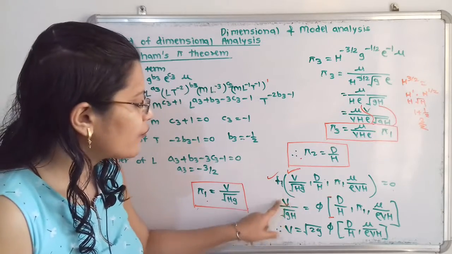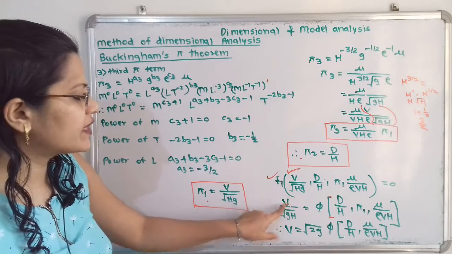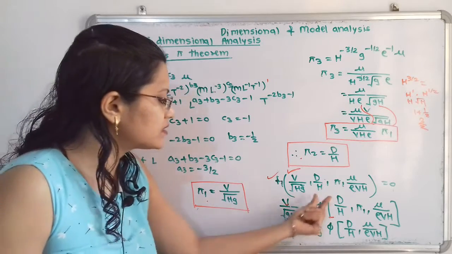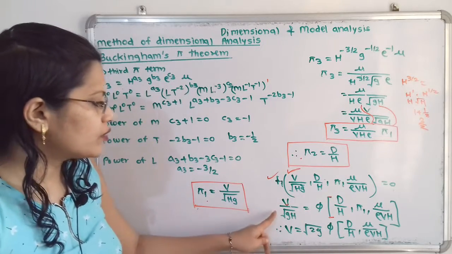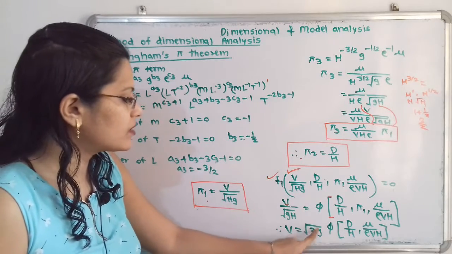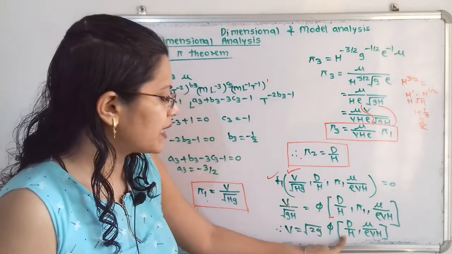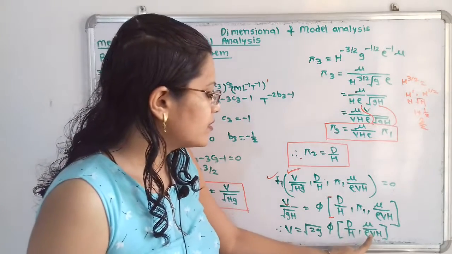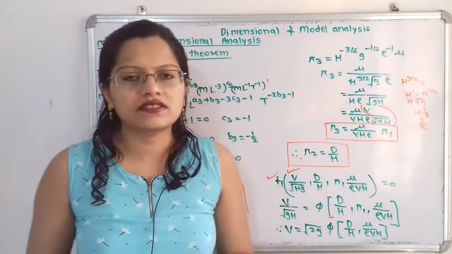So now how we can simplify this? So here v is equal to, we can shift this term to the other side. So if I shift this term, then we can write here v is equal to under root of 2g phi, d by h comma mu by rho vh, and this is the answer.